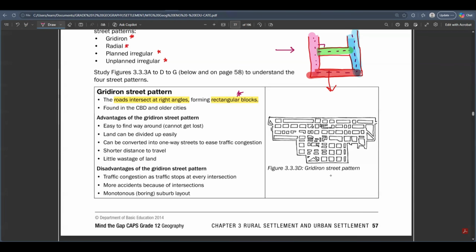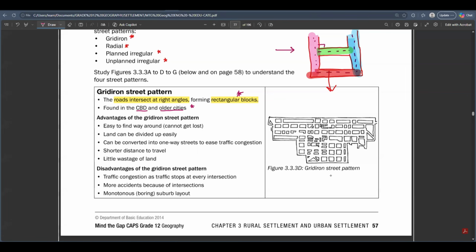Now this type of street pattern, or this type of arrangement of the roads, is found in the CBD as well as the older cities. So that's why I say that this is not your typical street pattern. If you go to any urban area, maybe Johannesburg or Cape Town, you hardly see roads that look like this.